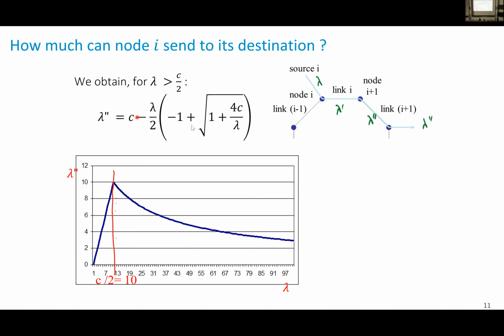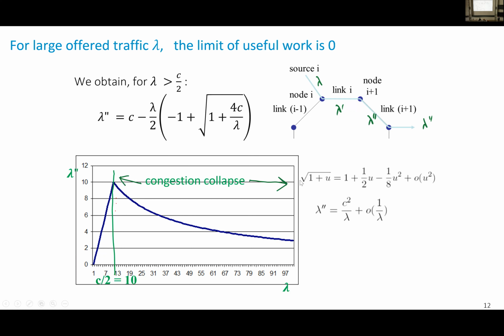And here is the result we obtain. And if I plot it here, that's the value we obtain. We see that when we're below capacity, that's the formula we had before, lambda second is equal to lambda. When we're above capacity, we see that it is decreasing. The more we put into the network, the less comes out. In fact, if we go to the limit, we can easily compute the limit when lambda goes to infinity. We see that lambda second at first order is in 1 over lambda. It means it goes to 0 when lambda goes to infinity.